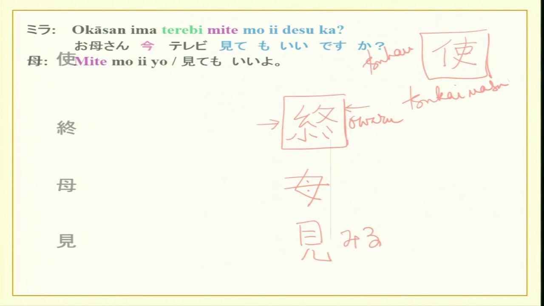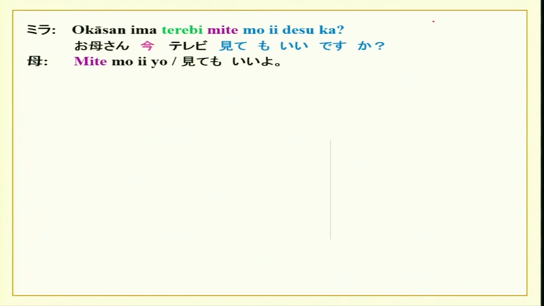Now, Mira is asking, Okaasan, ima terebi mite mo ii desu ka? Ima, terebi mite mo ii desu ka? Mite mo ii yo? Or just ii yo? Or daijoubu desu? Or dozo? All informal.